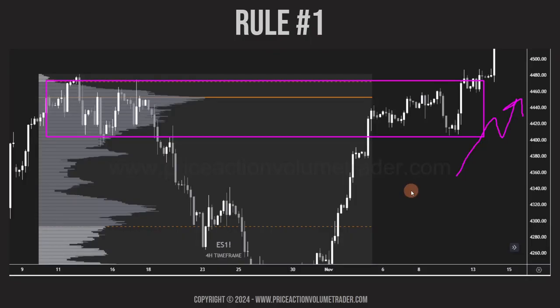So right here, for example, this is the SP 500 futures. This is a longer time frame. This is a 4-hour. And this is an example with a volume profile. But again, this rule applies equally to market as well as volume profile. And you can see we had this accumulation here. So we formed this large high volume node.